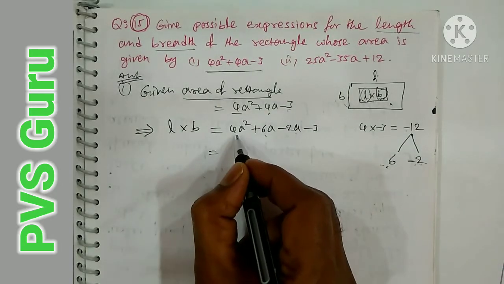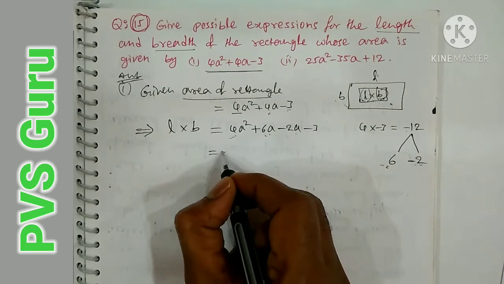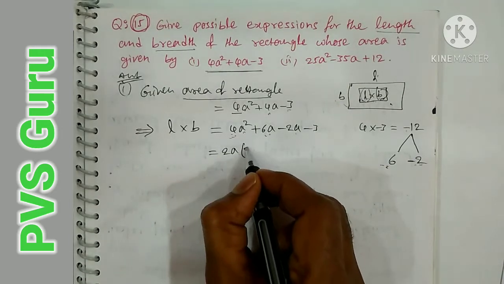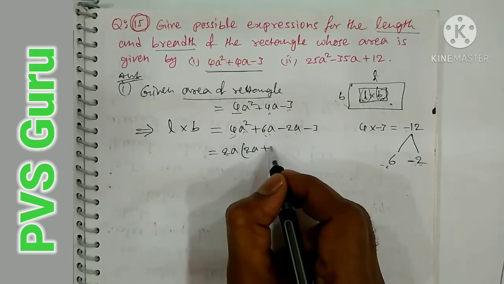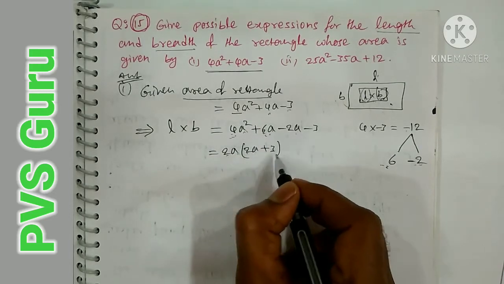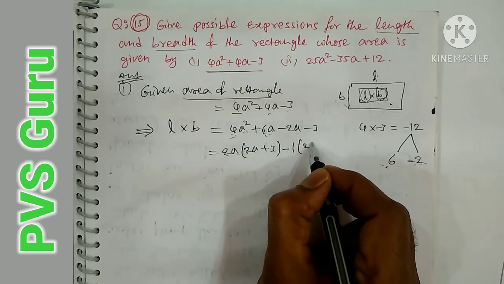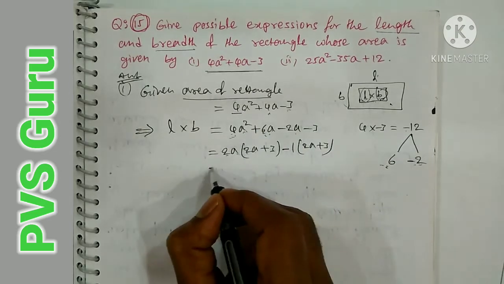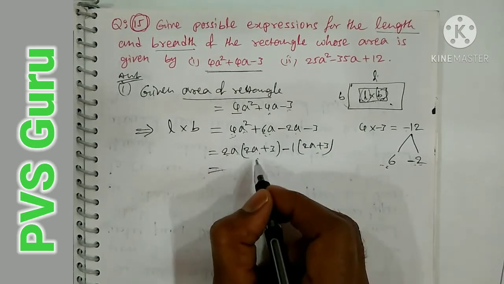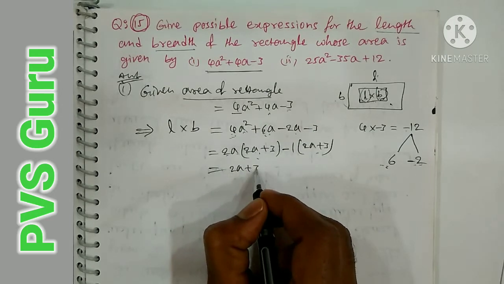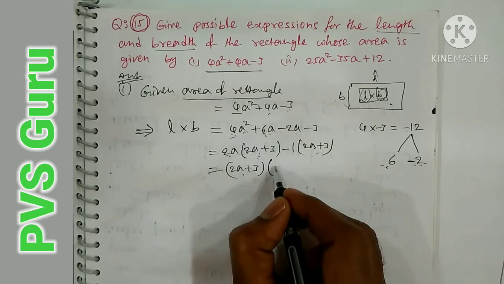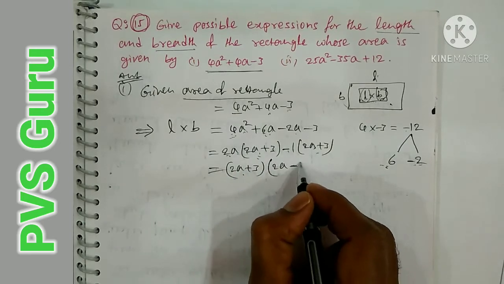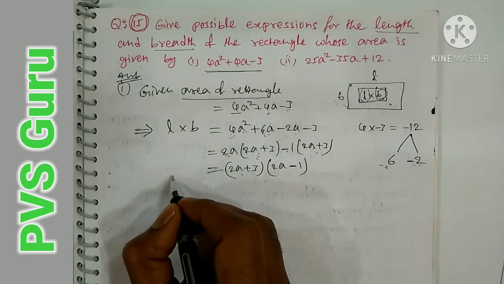Now in these two, 2a is common. Here it is 2a, 2 2s are 4, a into a is a square, plus 2 3s are 6, a is common, and here minus 1 is common: 2a plus 3, again 2a plus 3. 2a plus 3 is common, so 2a plus 3, and the remaining terms are 2a here and minus 1. Now we got it, L into b.